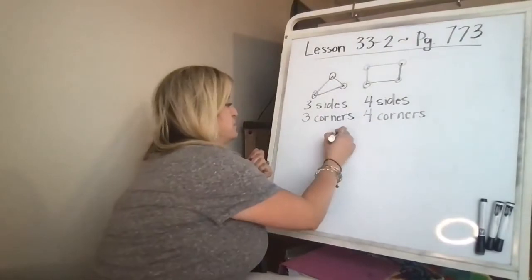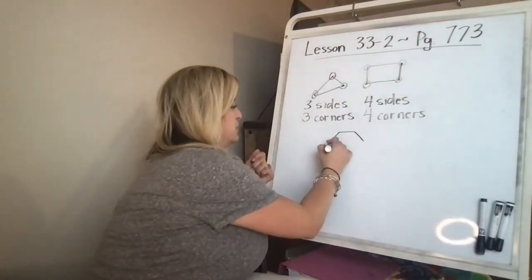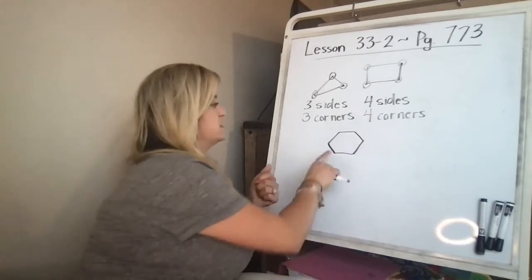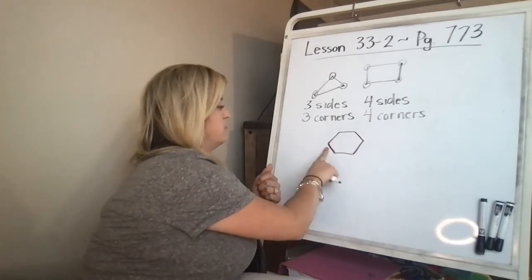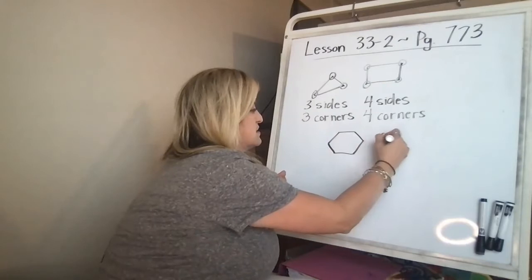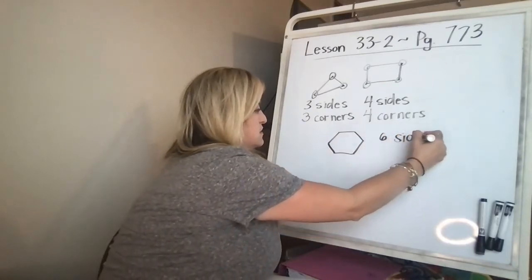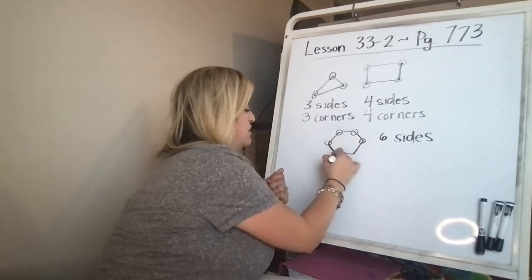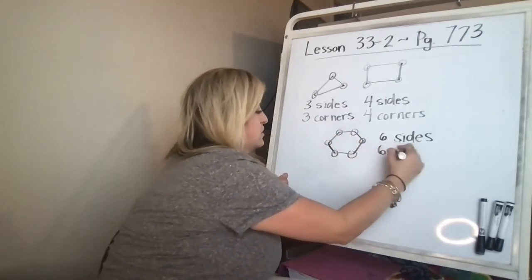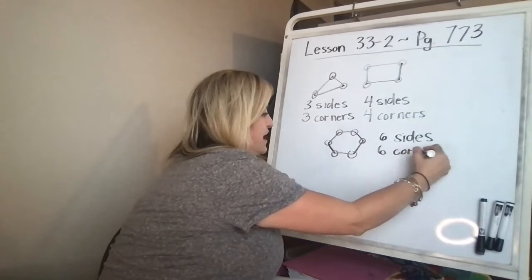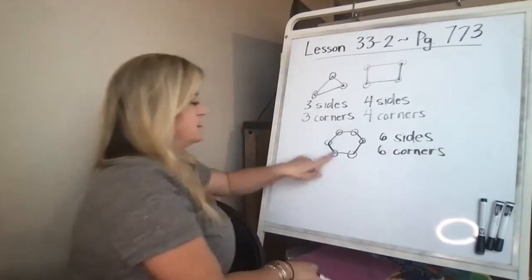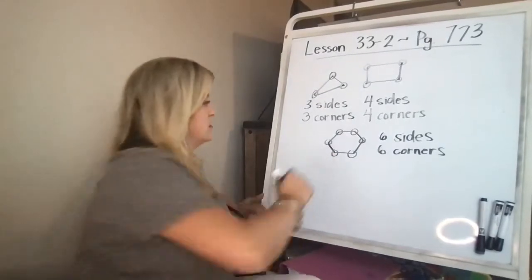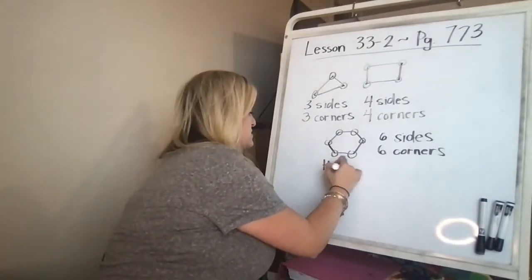The other shapes you might see on your page might look a little bit like this. And this one has 1, 2, 3, 4, 5, 6 sides, and it has 1, 2, 3, 4, 5, 6 corners. And this shape, my friends, this one right here is called a hexagon.